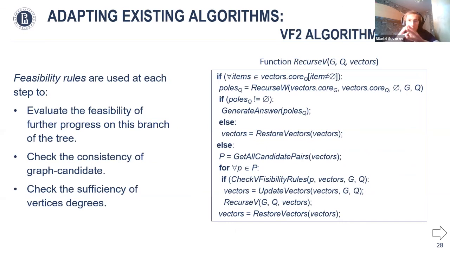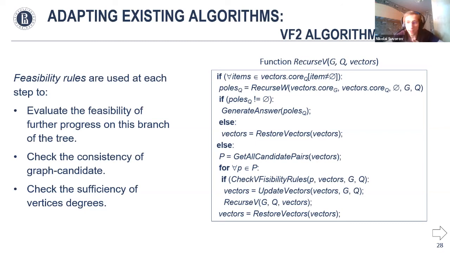The VF2 algorithm has been proposed for performing a subgraph search on large graphs. The idea of the algorithm is to use special rules called feasibility rules at each node of a search tree to evaluate the feasibility of further progress on this branch of the tree. An approach of checking the feasibility rules can be applied on both vertex level and pole level.